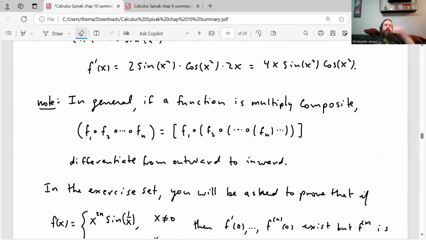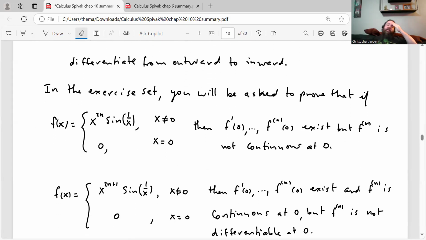Here's a note. In general, if a function is multiply composite, so if you have a composition of, let's say, n functions, then you can reassociate in the way that I have written here. And then what you do, just to be systematic, is you differentiate going from outward to inward, right?